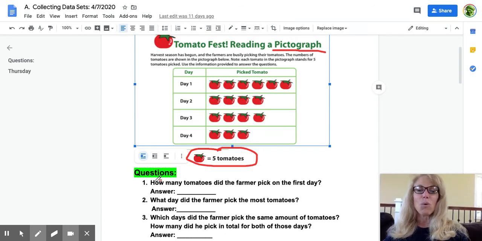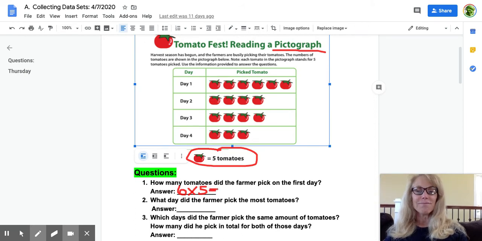The questions, number 1, how many tomatoes did the farmer pick on the first day? So let's go up into the pictograph, and on day number 1, the farmer picked, let's count how many. 1, 2, 3, 4, 5, 6. 6. So if you've said 6, that's only partly correct. Yes, there's 6 images of tomatoes, but each tomato is worth 5 tomatoes picked. So it would be 6 times 5. And you're going to have to do the multiplication to get that answer.